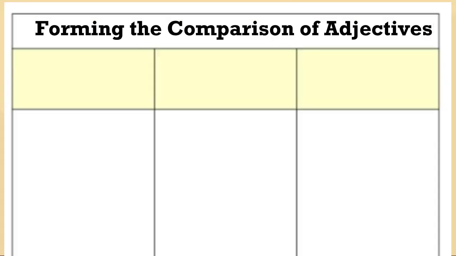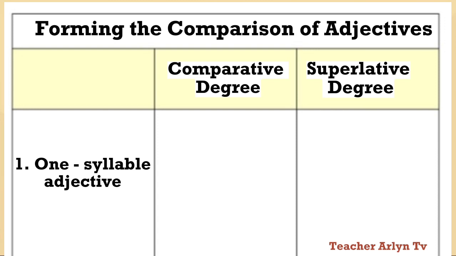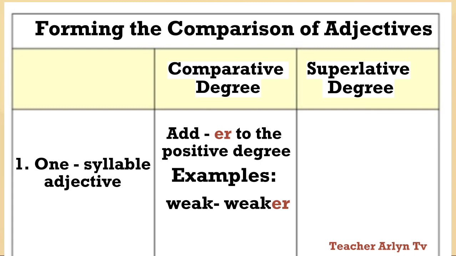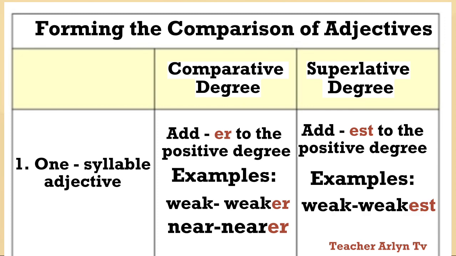In forming the comparison of adjectives, there are some rules to follow. First rule, let's see how the words are written in comparative degree and superlative degree. First rule, one-syllable adjective. In comparative degree, add er to the positive degree. Examples, the word weak. Weak becomes weaker. Near becomes nearer. In superlative degree, add est to the positive degree. Examples, the word weak becomes weakest. The word near becomes nearest.